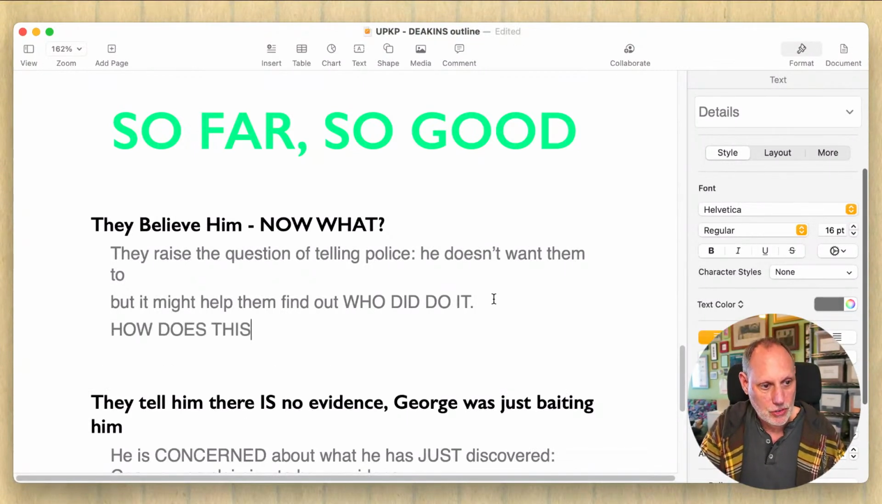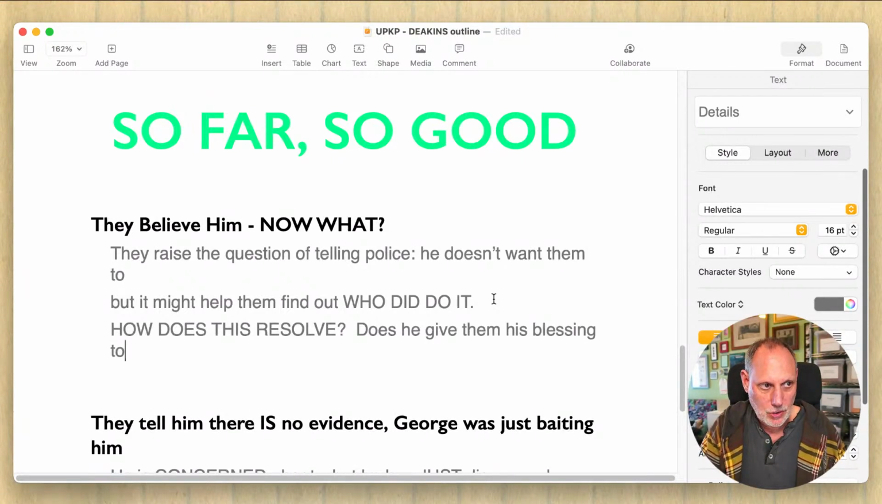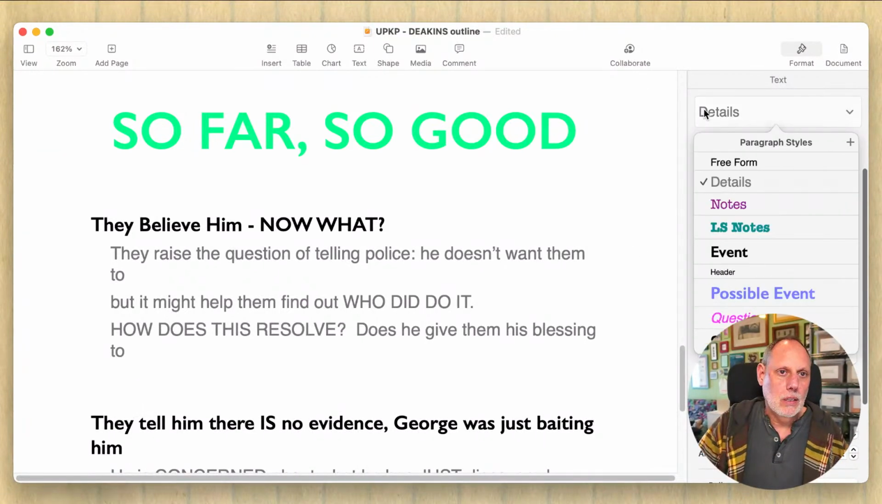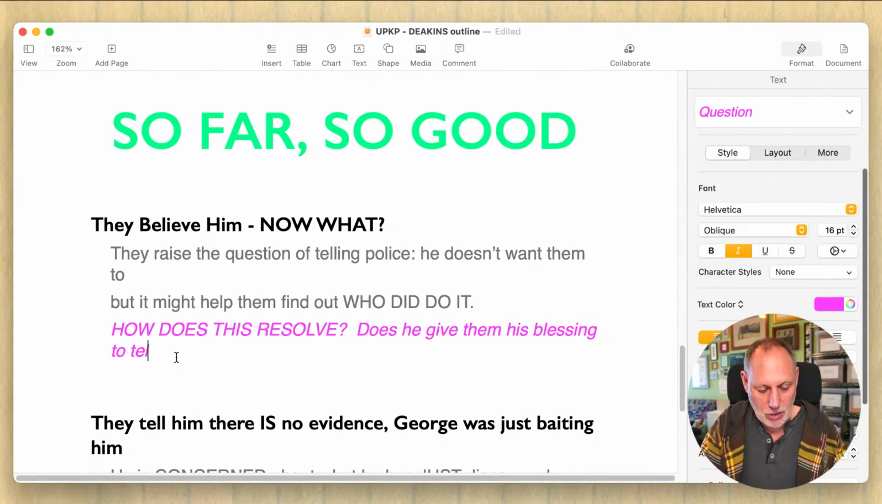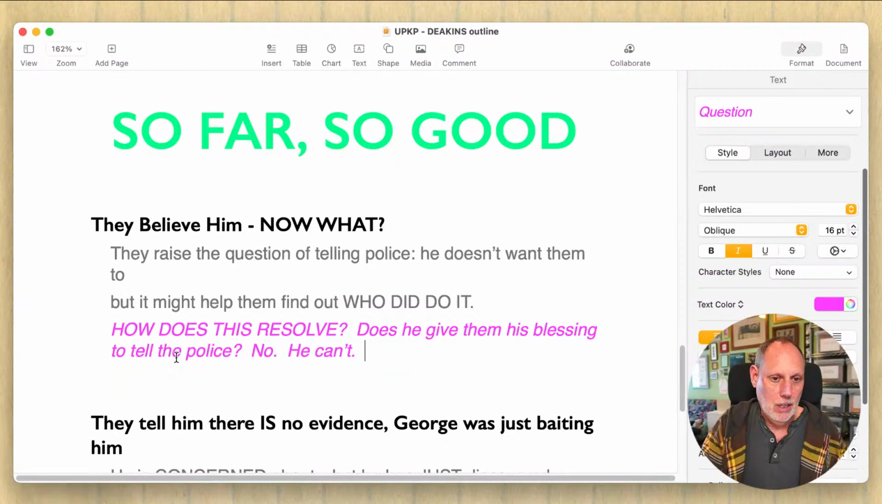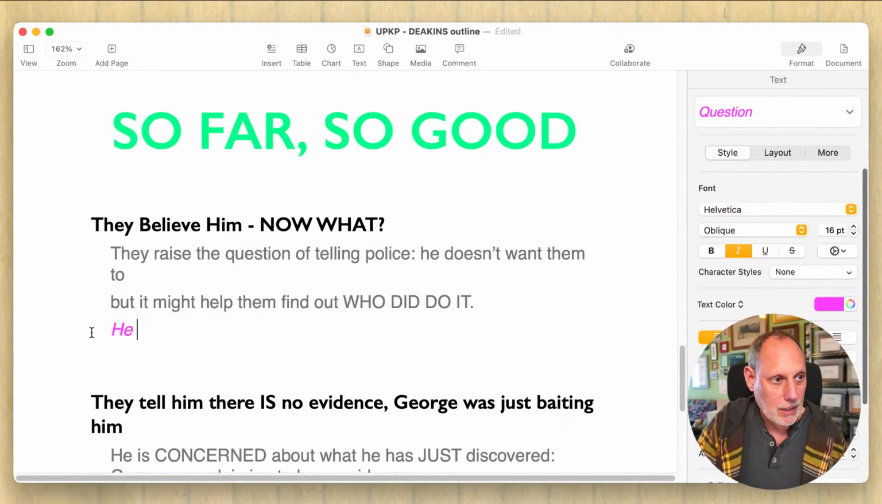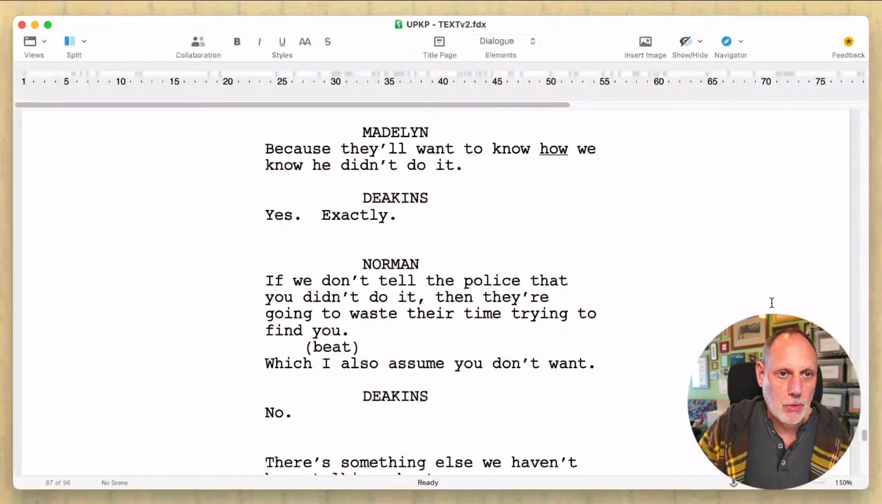How does this resolve? Does he give them his blessing to tell the police? No. He can't. All right. Boom, boom, boom. Okay, what he does. Well, let me just put this in the script right now while we're doing this.